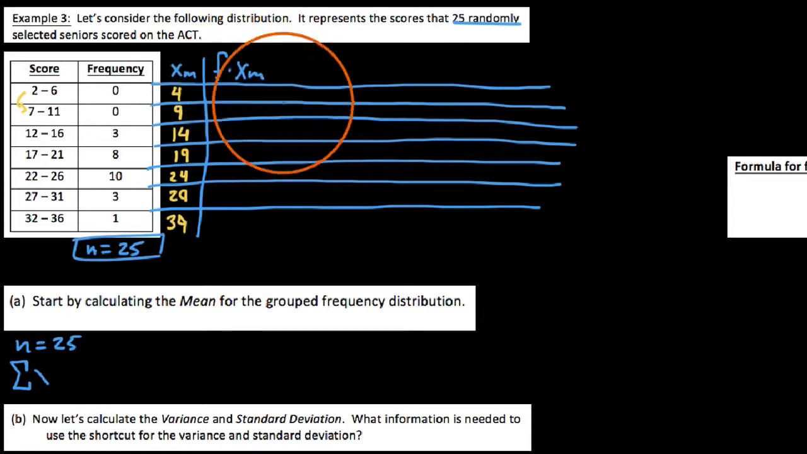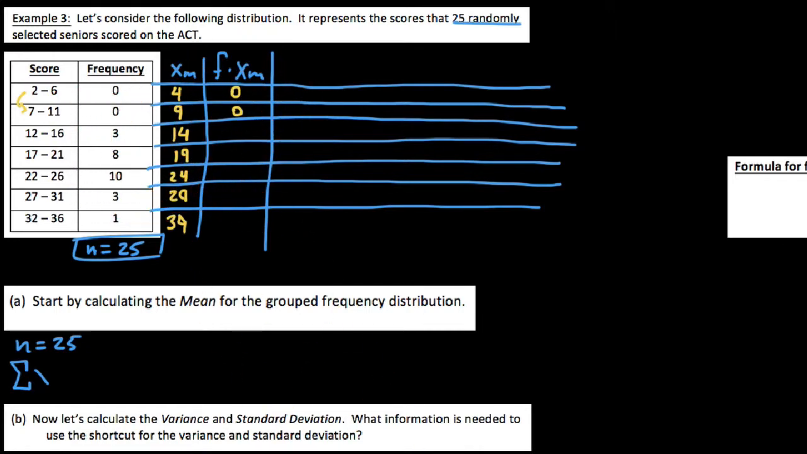We're going to take the frequency for each class times the midpoint of each class. So we'll take the frequency in the first class, 0, times the midpoint of the first class. In other words, we got 0 4s. What would that add up to? Well, 0 times 4 is 0. And again, here we have 0 9s, so that would add up to 0.